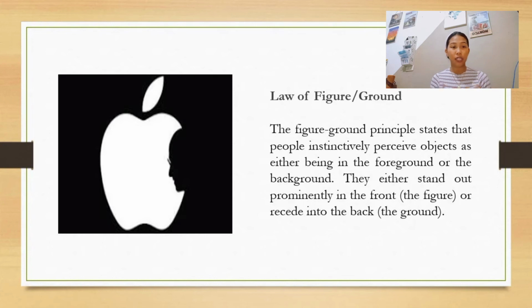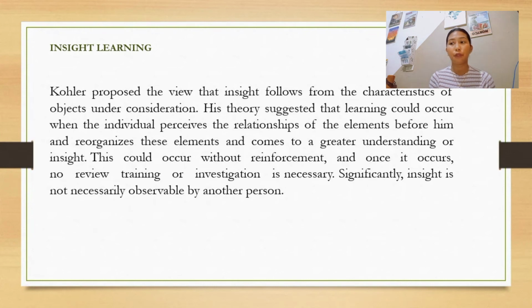So we're done talking about the Gestalt principles, and now we're moving on to insight learning. Kohler proposed the view that insight follows from the characteristics of objects under consideration. His theory suggested that learning could occur when the individual perceives the relationships of the elements before him and reorganizes these elements and comes to a greater understanding or insight. So this could occur without reinforcement, and once it occurs, no review or training or investigation is necessary. Significantly, insight is not necessarily observable by another person.